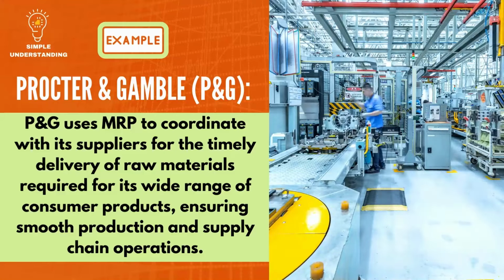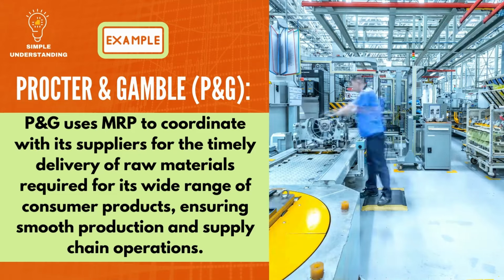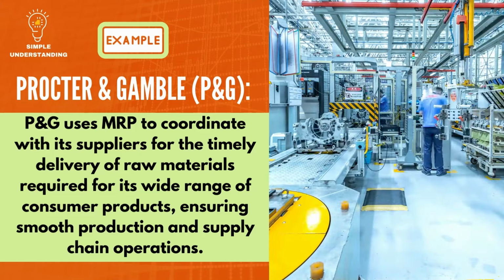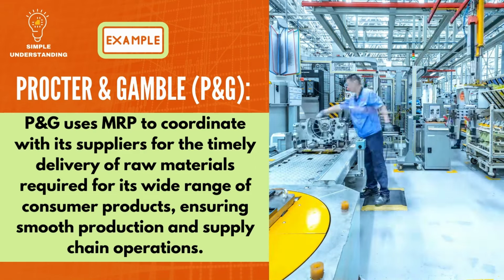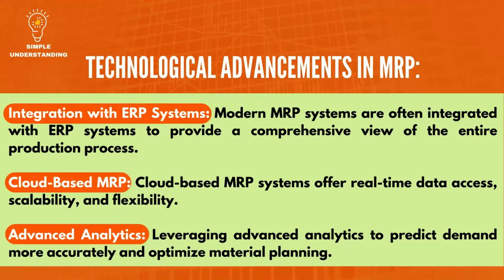Example: Procter & Gamble, P&G. P&G uses MRP to coordinate with its suppliers for the timely delivery of raw materials required for its wide range of consumer products, ensuring smooth production and supply chain operations. 6. Technological advancements in MRP.